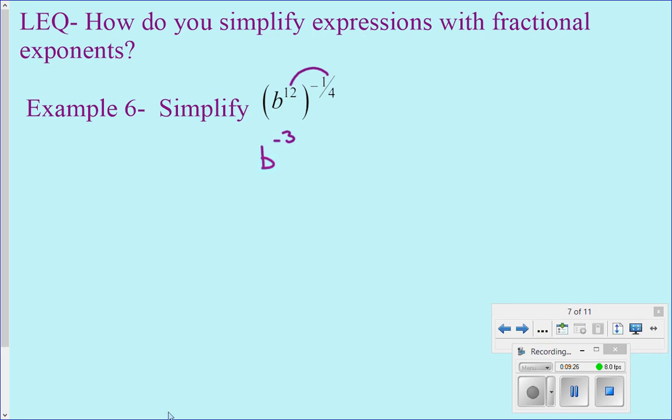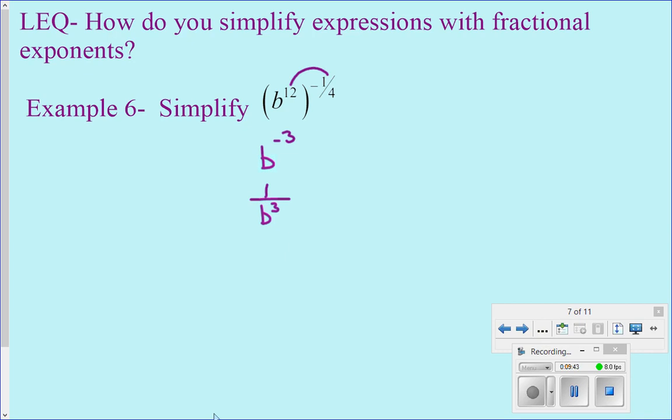So I'm getting b to the -3. Except that I can't leave negative exponents. So I know I make that 1 over b cubed. Now, you still have to check, though, if we need domain restrictions and if we need to include an absolute value. So the denominator's a 4, that's even.